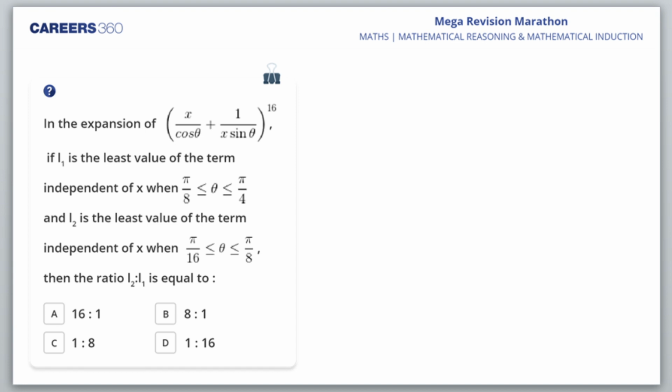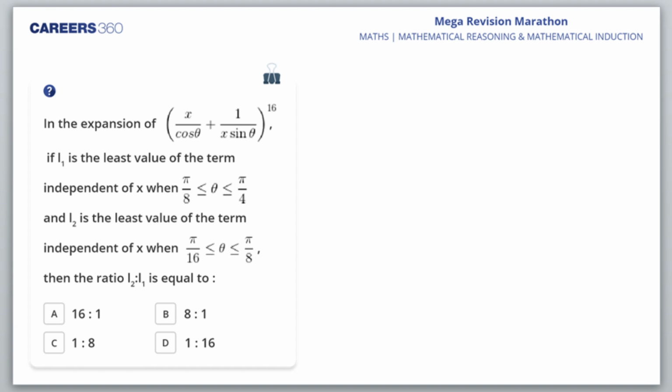Okay, look at this question. Next question. In the expansion of x by cos theta plus 1 by x sin theta raised to power 16, if I1 is the least value of the term independent of x, okay, we have to find a term independent of x, and it is least when theta belongs to pi by 8 to pi by 4, I2 is the least value of the term independent of x when theta is from pi by 16 to pi by 8. Then the ratio of I2 is to I1.